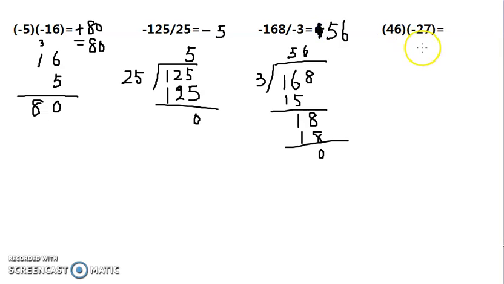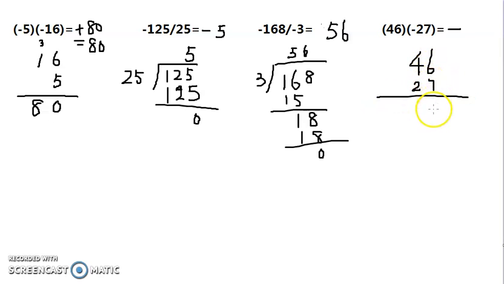Okay, now the last one, we're going to do 46 times, let me go ahead and erase this one. 46 times -27. First, determine a sign. There's not a sign in front of 46, that means it's positive. So positive times negative is negative. And then we're going to multiply 46 and 27. And this one, it's probably not very easy to see what the answer is. We have to work it out.